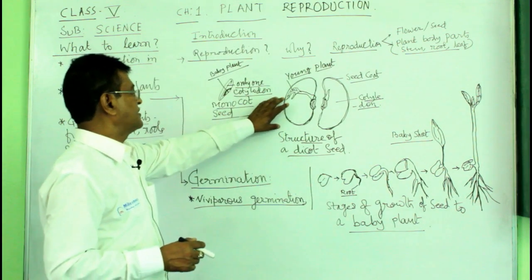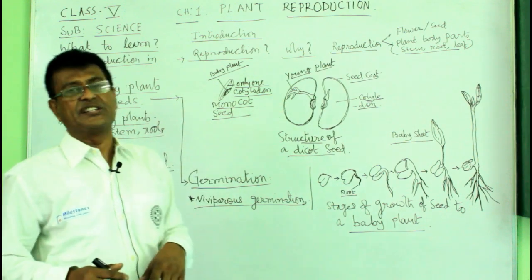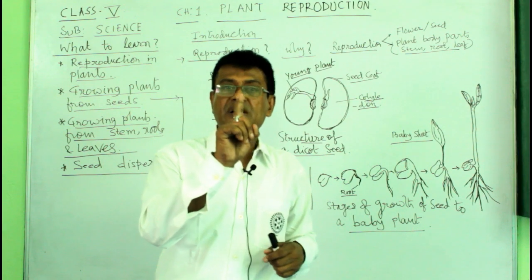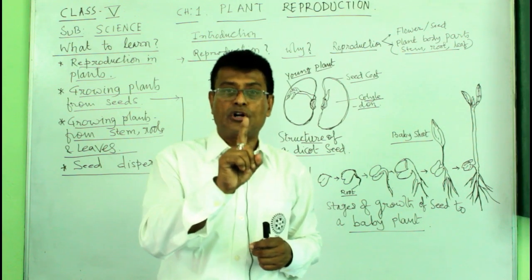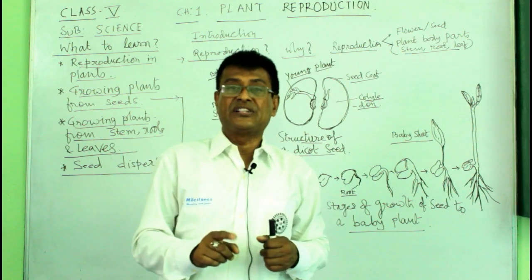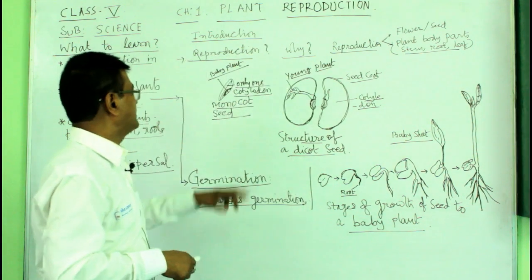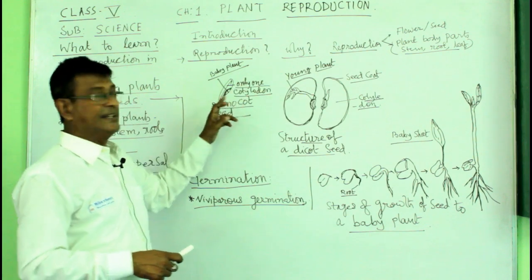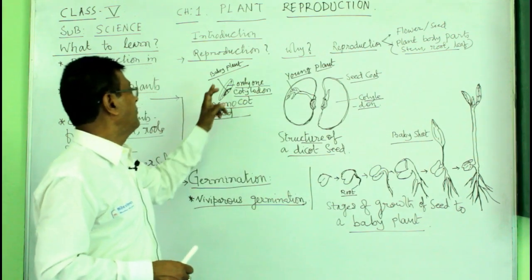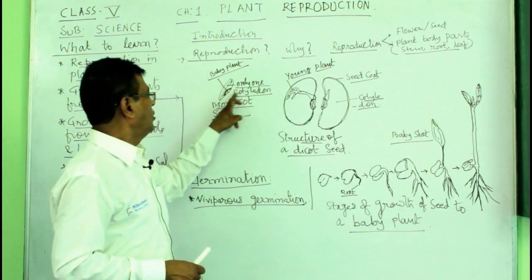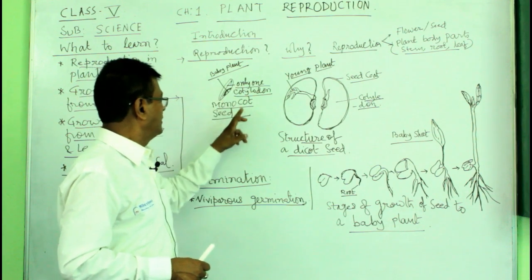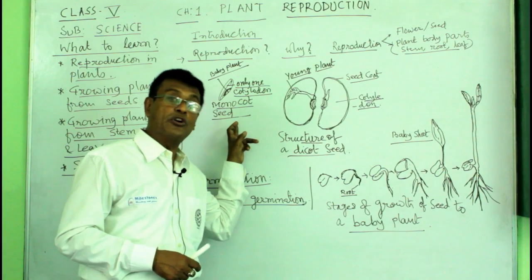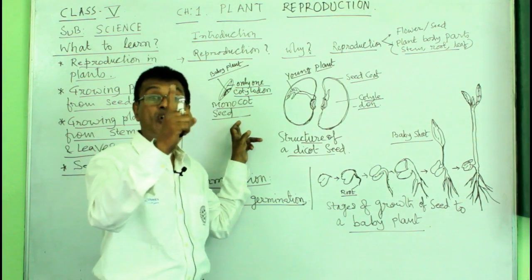Now let us see the parts of the seed. This is the seed that I am taking. Seeds are of two types. One is having only one seed leaf. That is known as monocotyledon. Here you see the monocotyledon seed has been shown. In the monocotyledon seed, you have the baby plant and one cotyledon, that is monocotyledon. Like rice and wheat are monocotyledon plants. Their seeds are having one seed leaf.